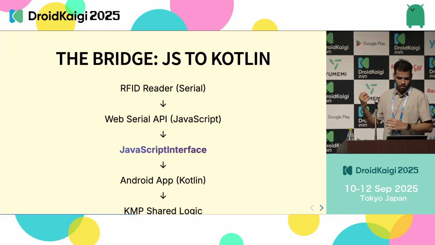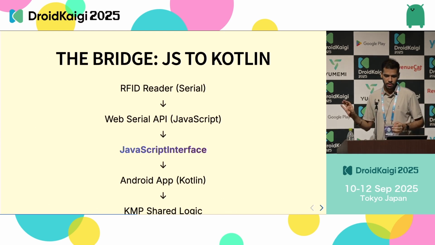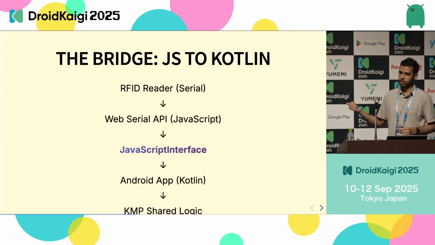Next, this JavaScript code is going to call this JavaScript interface. It's sort of like a bridge because it's trying to get the data from the web view, but it's also trying to send it to your Android app, the native app. And finally, you have some sort of shared Kotlin Multiplatform logic that you can use.